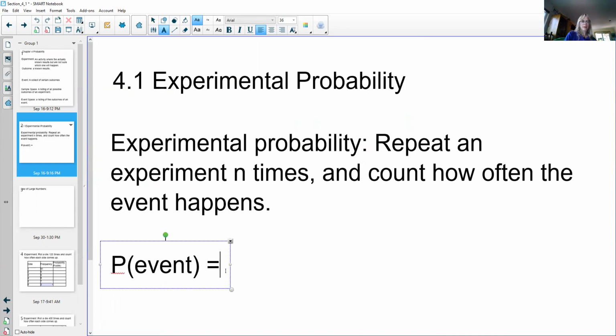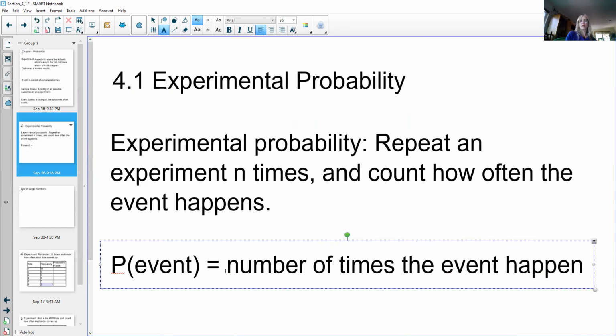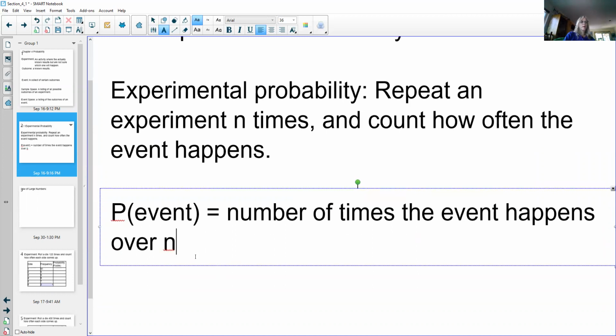So the probability of an event is the number of times the event happens over the number of times the experiment's done. So over n, we'll just call it n. It's way easier than trying to write all that out. So you're going to do an experiment. You're going to see how often that event happens. And then you're going to divide by n to find out what that probability is.